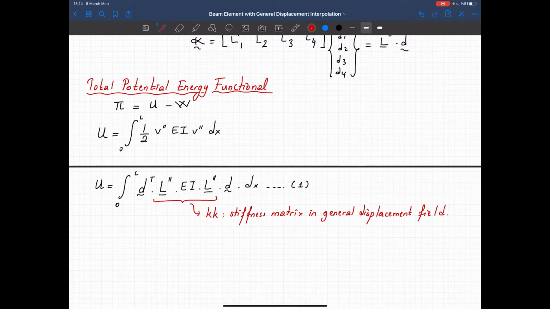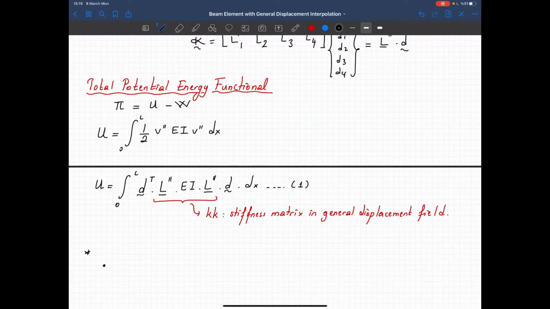So this stiffness matrix by itself doesn't mean much, because the variables that it uses, D1, D2, D3 and D4, are not something that we physically identify. So what I want to do is to convert these displacements into the nodal displacements that we usually use, okay? So I will try to relate the nodal displacements with the general displacement coefficients.